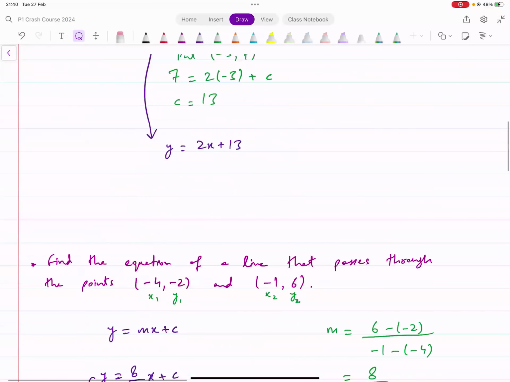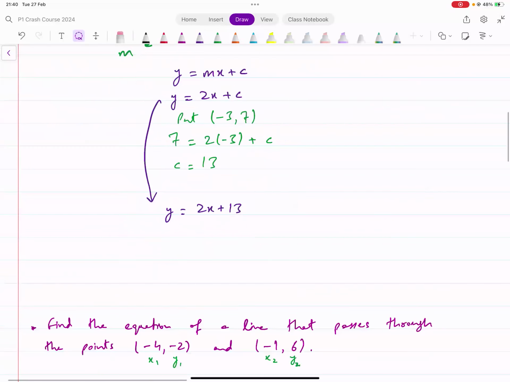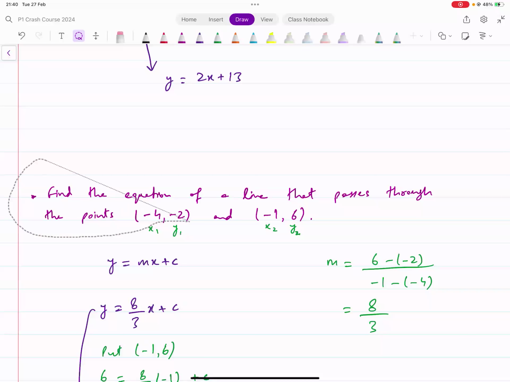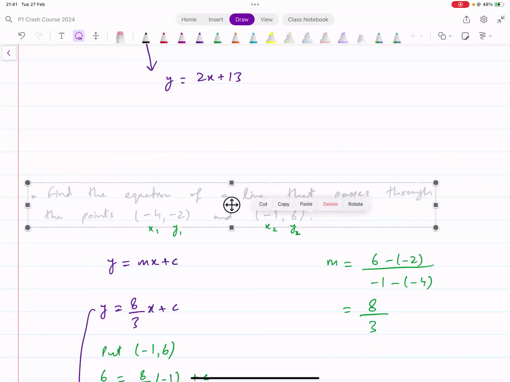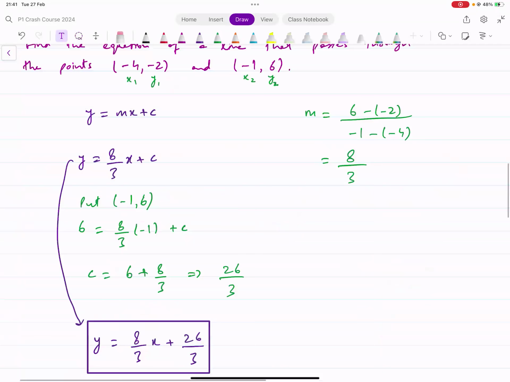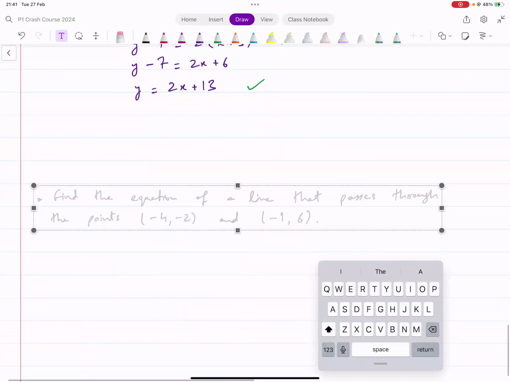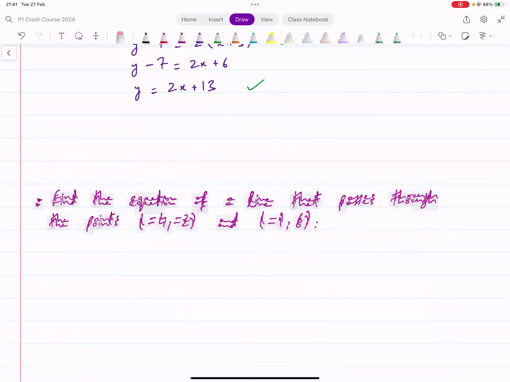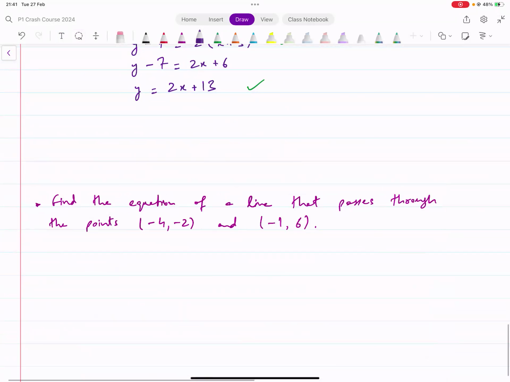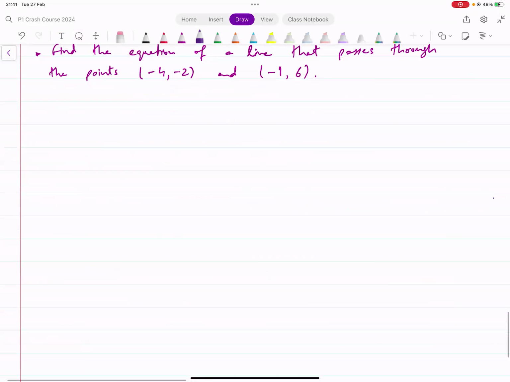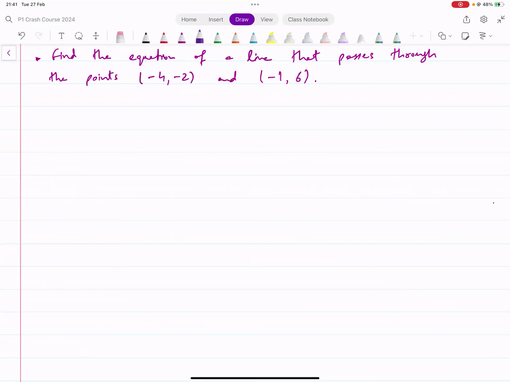Let's do one last example. We also did this above, where we had 2 points given, and we used those 2 points to find the equation of the line. Let's see what we get from this now. We need to find the equation of a line that passes through the points minus 4, minus 2, and minus 1, 6. What's the standard form of the equation of a line that we have learned? The gradient point form, y minus y1 equals m into x minus x1.